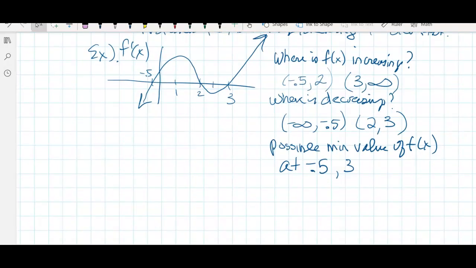So, yeah. And you can do the maxes as well. You're just going to do the opposite, right? Possible max values at. So again, think about a maximum. Now my derivative, my f prime of x, is positive and then switches to negative. So where is my graph positive, and then it switches to negative? At 2.